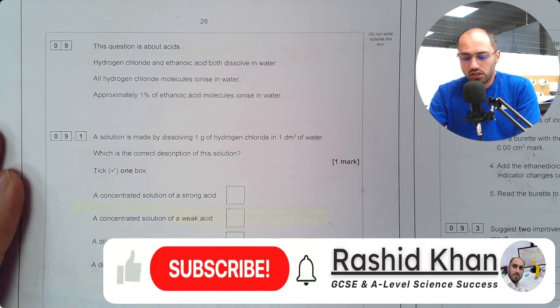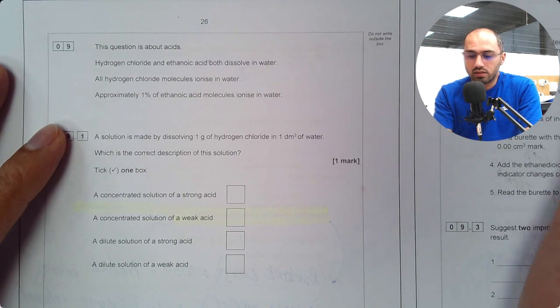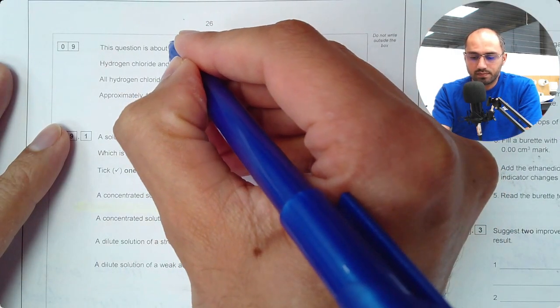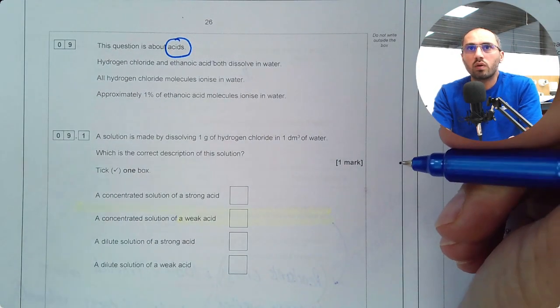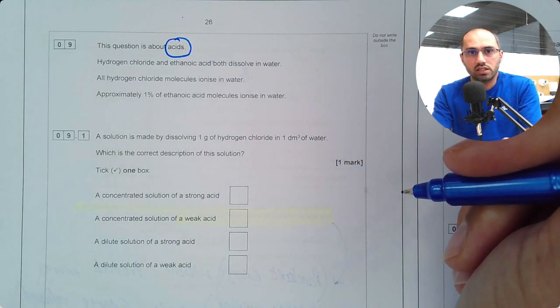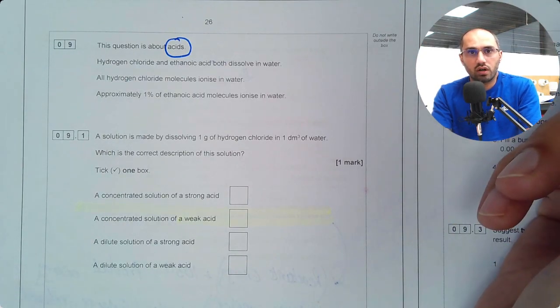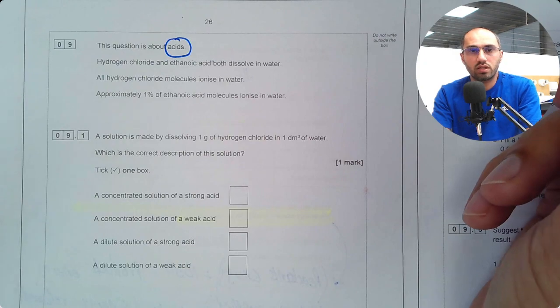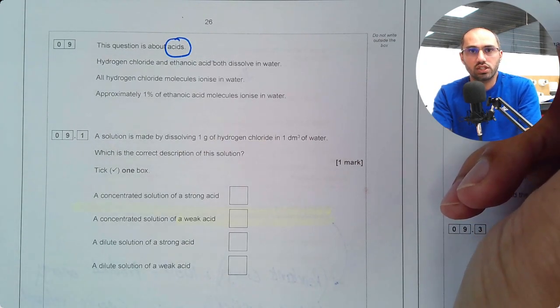This is the last question on the June 2021 paper. The question says, this question is about acids. So remind yourself, when it comes to acids, it could be about why a given acid is a strong acid or a weak acid. It could be about determining the reactivity of different metals with respect to their reactions with acids, or it could be about neutralization reaction.